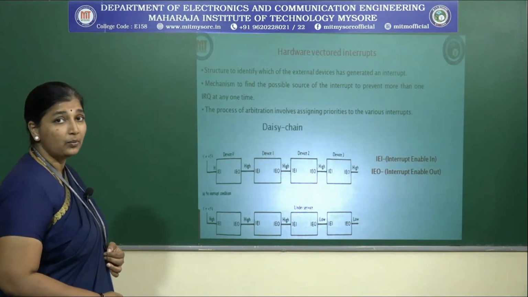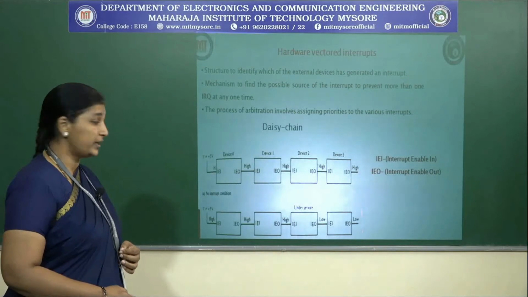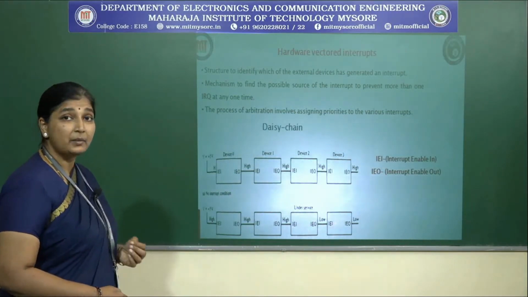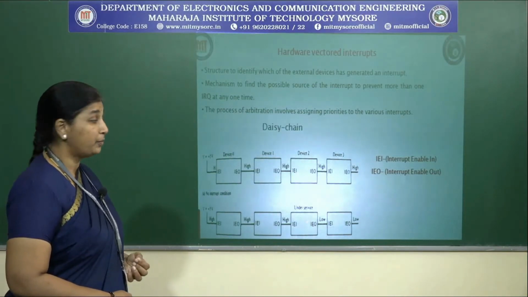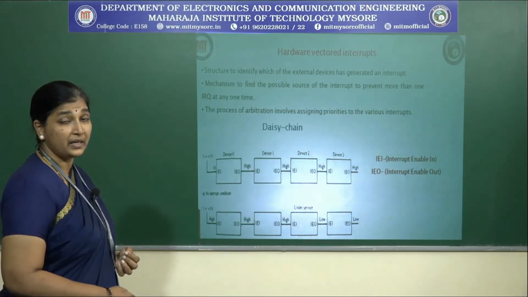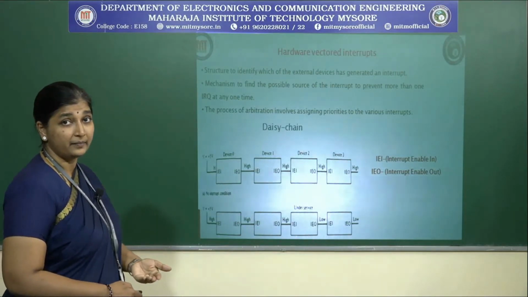Here, if you look at device 2, IEO is at low. What does it mean? It is trying to send an interrupt signal, saying that I have some important function to perform because it has come to a higher priority level. Can you please go ahead and check what kind of device is connected, so that I can send the data ahead?